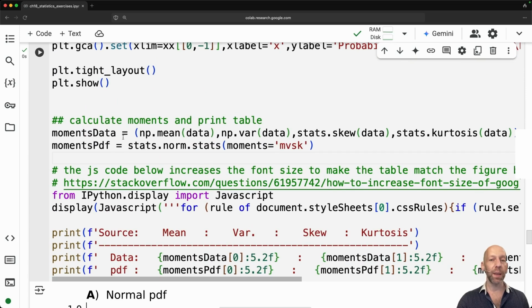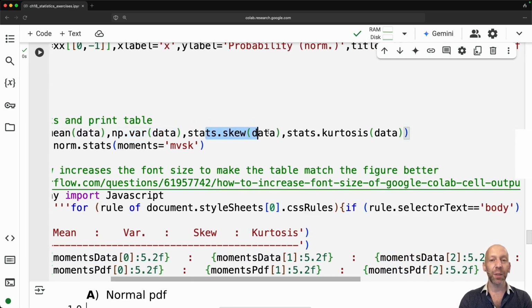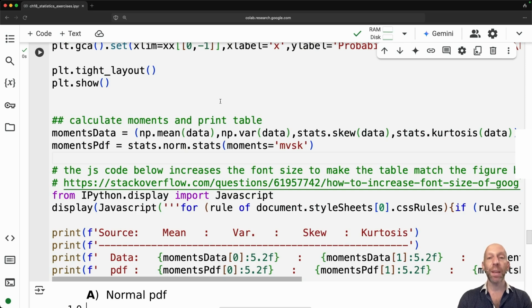Here's where I'm calculating the moments. So I'm using stats.norm.stats, so descriptive statistics of the normal distribution, and the moments that I want to get out are, inverse. Just kidding, that's not one word. This is 4 letters corresponding to the mean, the variance, the skew, and the kurtosis. And then here for the moments from the data, I'm just inputting the data into numpy.mean, numpy.var for variance, stats.skew, and stats.kurtosis. So these are the empirical measurements.